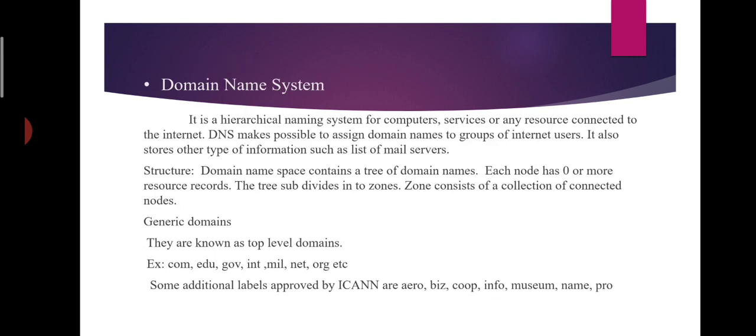Next, coming to the domain name system. The domain name system is a hierarchical naming system for computers, services, or any resource connected to the internet. DNS makes it possible to assign domain names to groups of internet users. It also stores other types of information such as the list of mail servers.